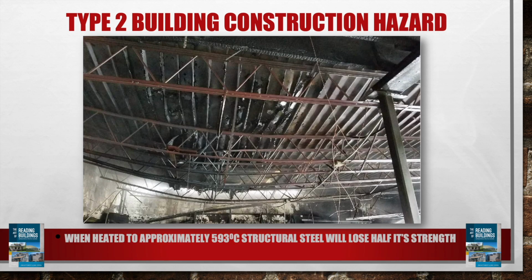So why is type 2 the least resistant to collapse? Because when heated to approximately 593 degrees Celsius, the structural steel will lose half of its strength. And unfortunately, it can start to twist and sag, which could equal it dropping its load. So again, when I think of a building even like in this picture, which would be a large industrial building, if you've got rooftop units or HVAC units on the roof, and my structural steel has now lost half of its strength, those rooftop units or HVAC units could come through the roof onto us.